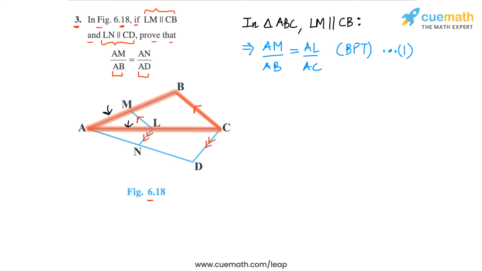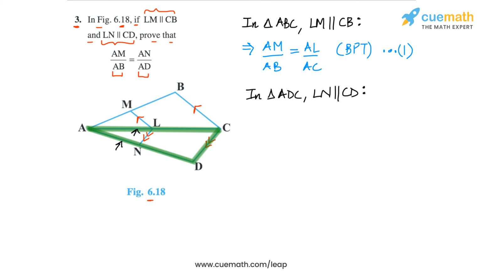1. Now similarly, let's apply the BPT to triangle ADC. So in triangle ADC, LN is parallel to CD, correct? So now if we apply the BPT, we will get AN by AD is equal to AL by AC. Again, the reason is the basic proportionality theorem.